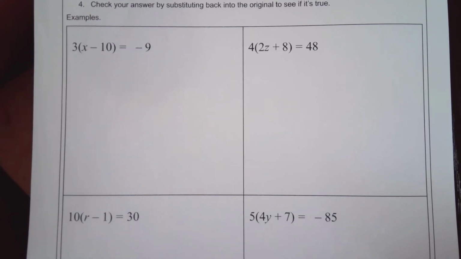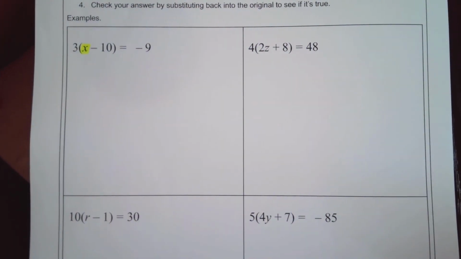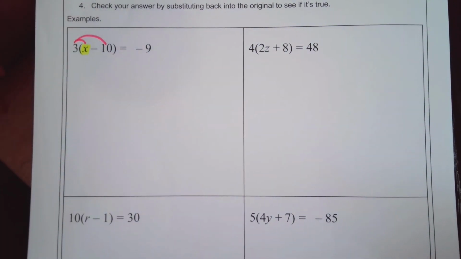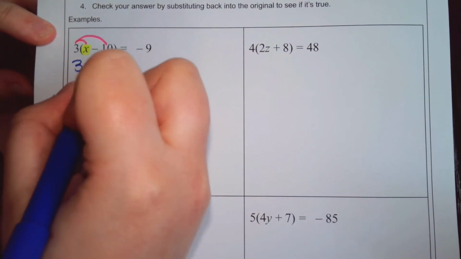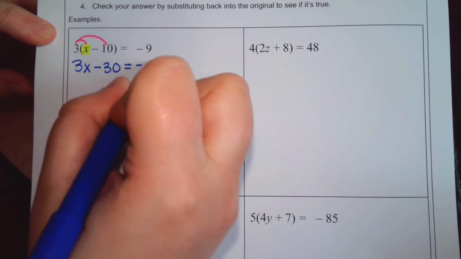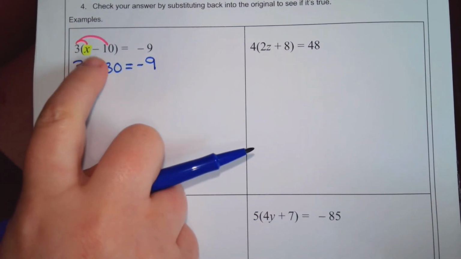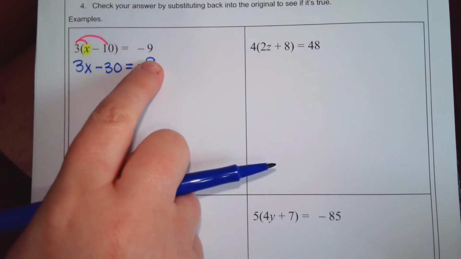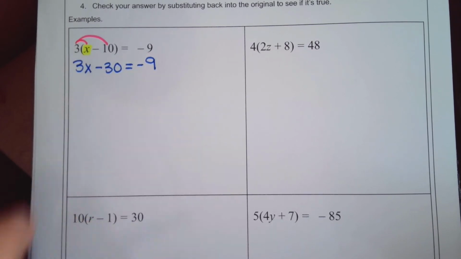So again, we need to locate the variable. In this case, it is x. And since we see parentheses, we need to start with distribution. So we're going to distribute that 3. So we have 3x minus 30 is equal to negative 9. As you see, the 3 only gets multiplied to the parentheses, never to what's on the other side of the equal sign, only to the parentheses.